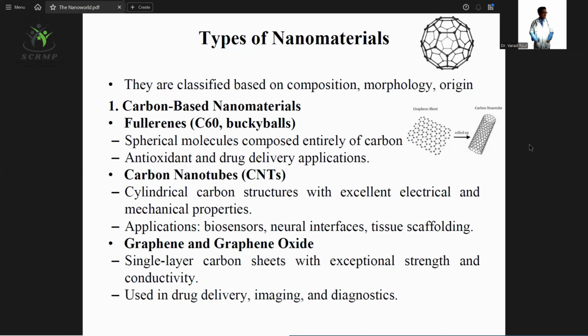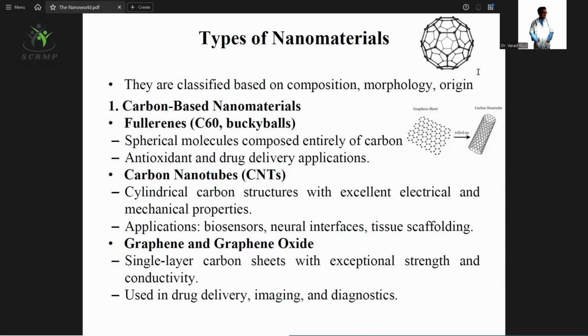Here, 3 carbon based nanomaterials are widely useful in market. The first material is fullerenes. Fullerenes are also called C60 or buckyballs. Here on the top right corner, you can see a football like structure, a spherical molecule composed entirely of carbon. Only carbon atoms are there. Each carbon is attached to 3 or 4 other carbons, and it makes this football like material.